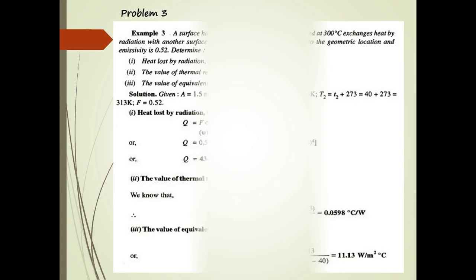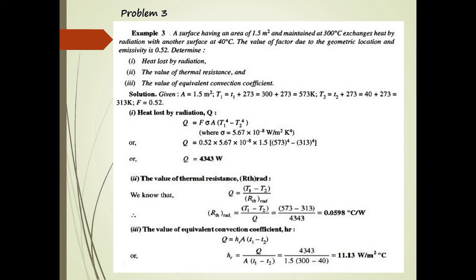We will see one more numerical. Example number 3. A surface having an area of 1.5 meter square and maintained at 300 degrees centigrade exchanges heat by radiation with another surface at 40 degrees centigrade. The value of the factor due to geometric location and emissivity is 0.52. Determine heat lost by radiation, the value of thermal resistance, and the value of equivalent convection coefficient.